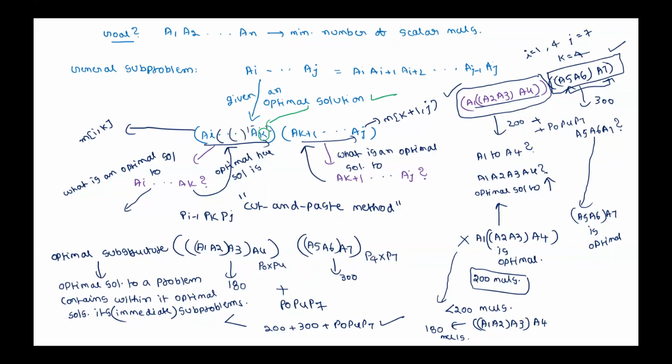Does the matrix chain multiplication problem have optimal substructure or not? Yes. Since it has optimal substructure, by exploiting this, what can we write? M[i,j] we can write as M[i,k] plus M[k+1,j] plus P[i-1] P[k] P[j]. Is that okay?